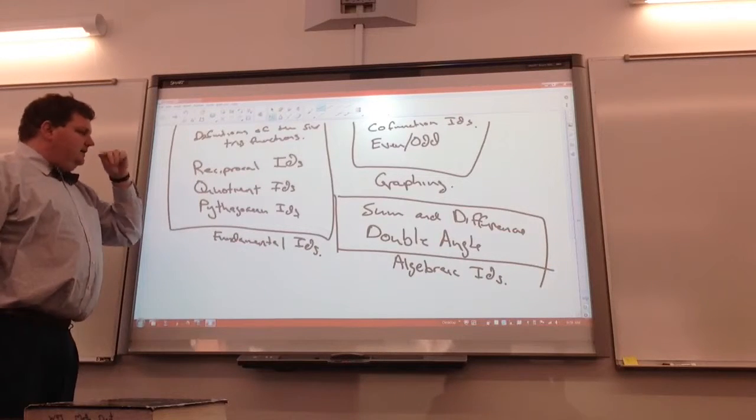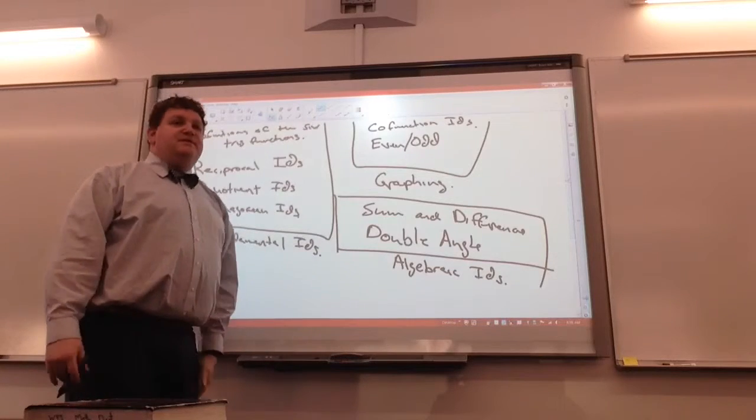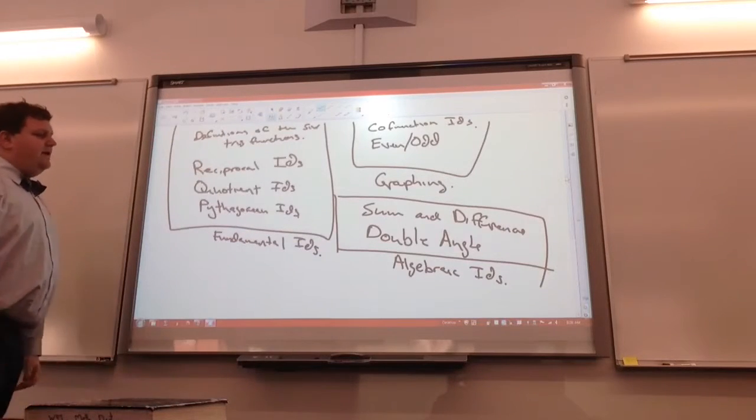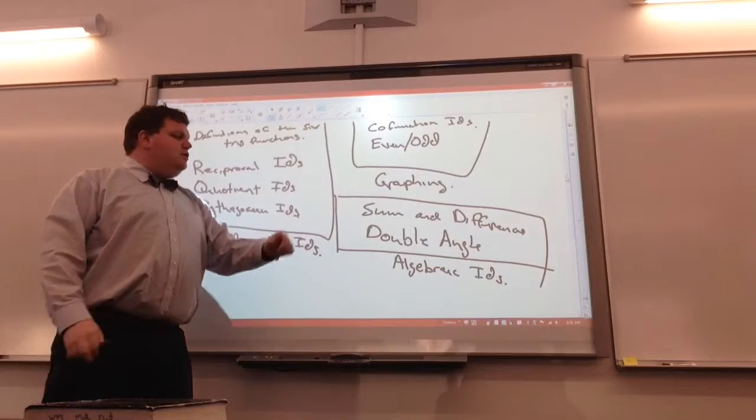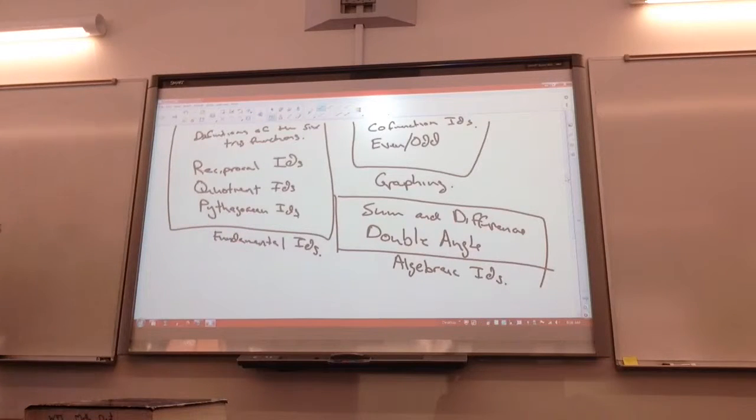So, and then these angle ones too. Nice thing is double angle you can get from sum and difference. So really, if you know your sum and difference formulas, you could get the double angle formulas for free. So that helps cut things down in size.